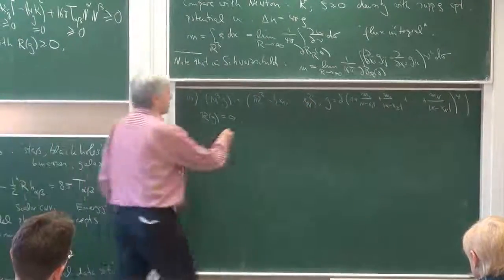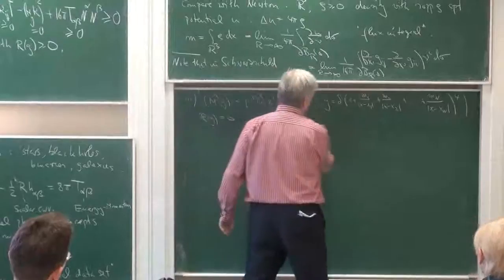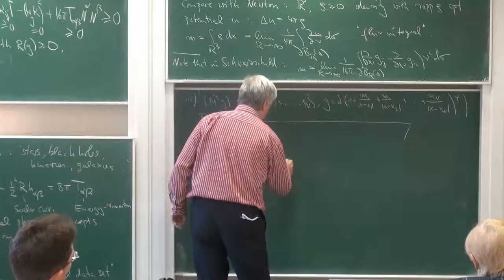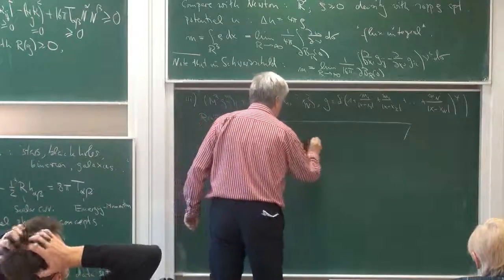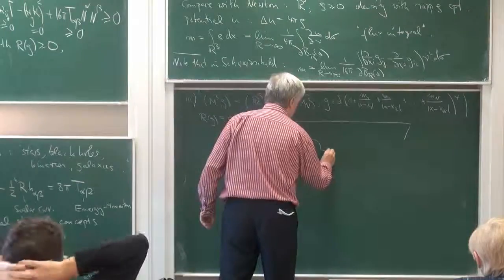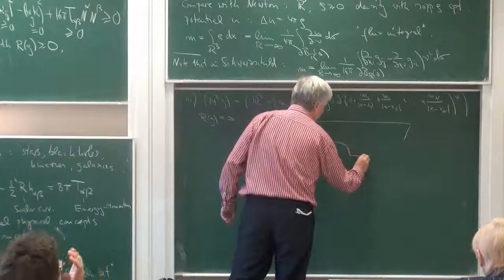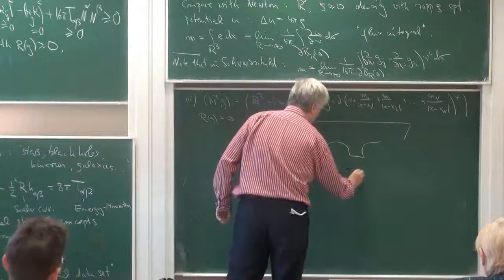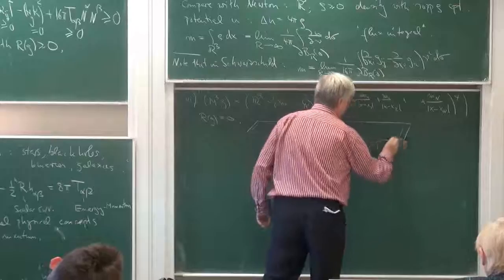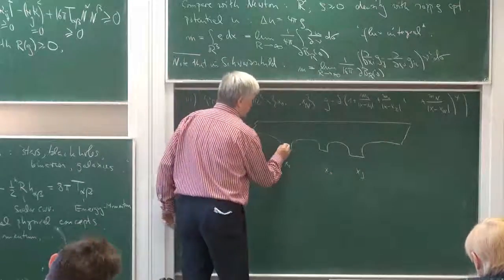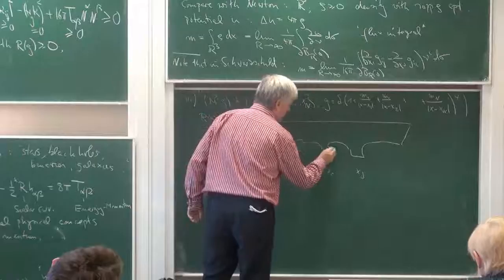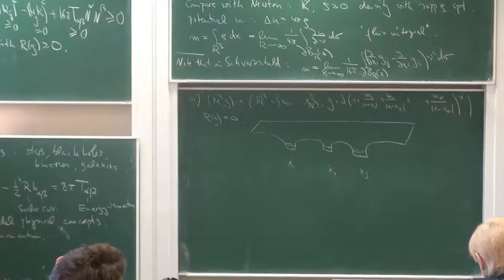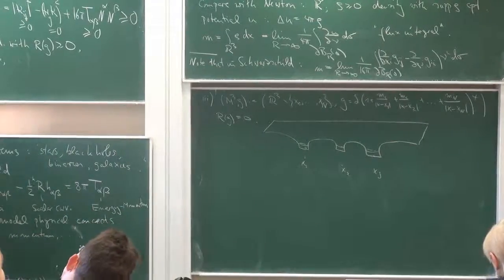So this would be a picture where you have multiple black holes in the system, right? So here's say x1, and then here you have a very big one. And here you have x2, and here you have x3. Okay? So that's another three manifold that is of interest to us.